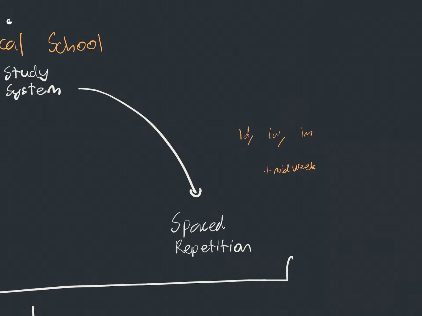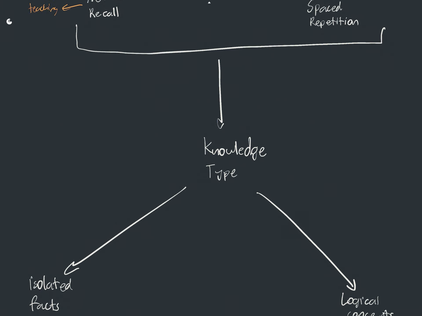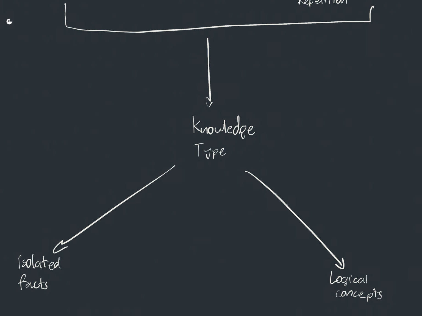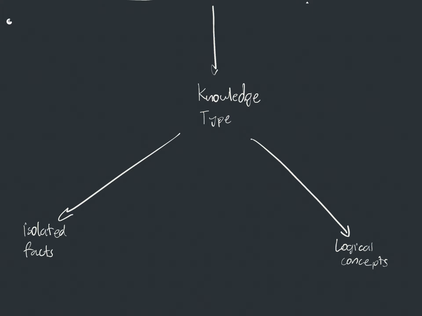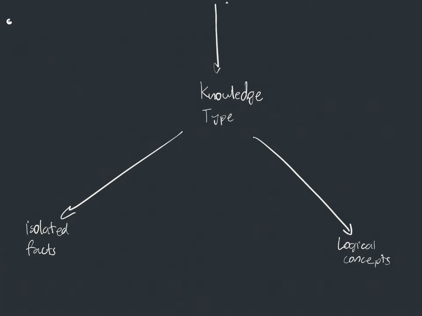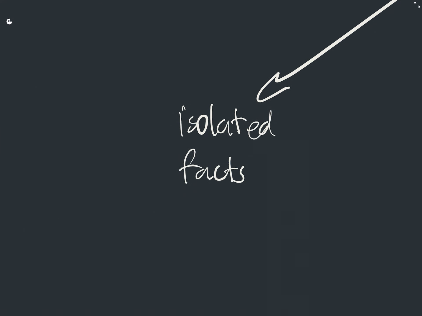All right, so now let's talk about the techniques that we're going to use to achieve these two concepts. The technique to use depends on the knowledge type that you're trying to review. So I broadly think of knowledge as one of two camps, either isolated facts or logical concepts. So let's talk about what those are now. Isolated facts are pieces of information that you can't really understand or logically think through. You have to memorize them.